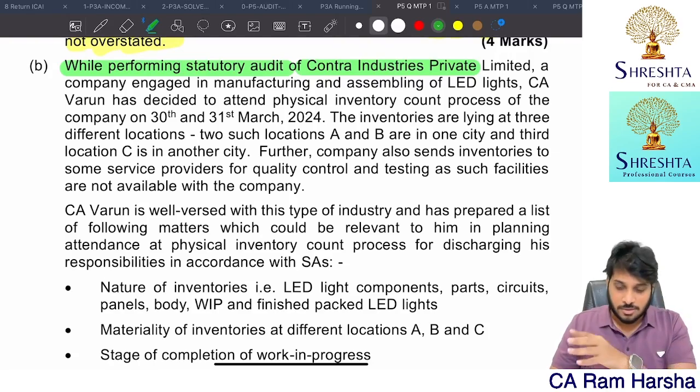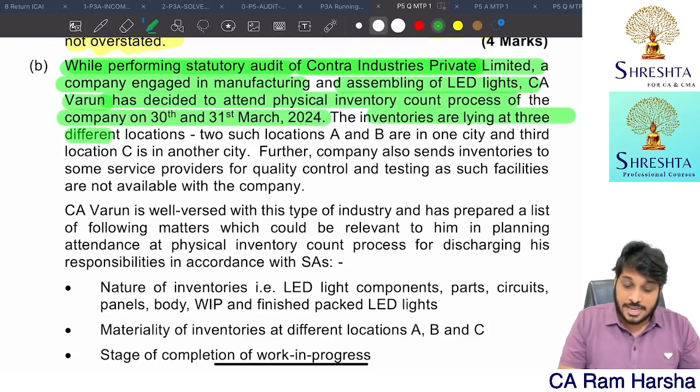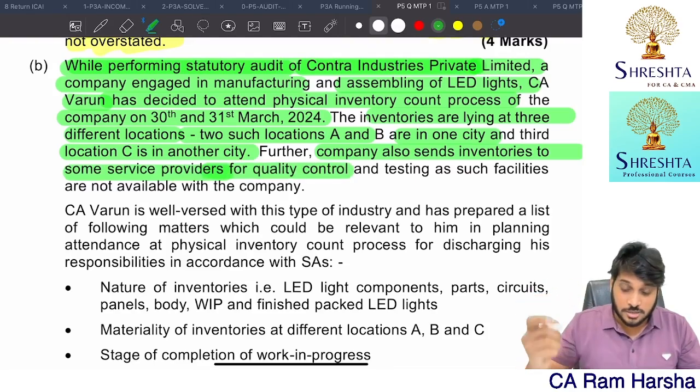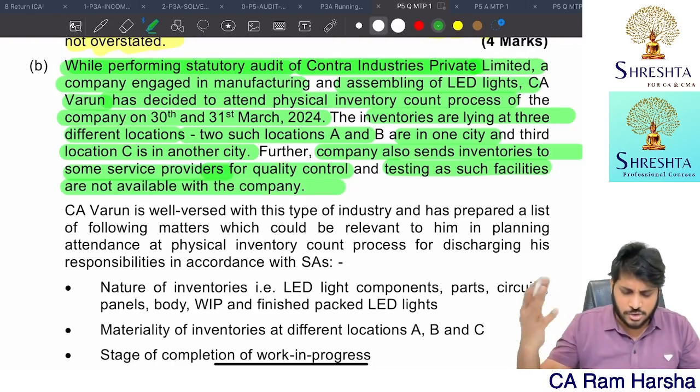While performing the statutory audit of Contra Industries Private Limited, a company engaged in manufacturing and assembling of LED lights, CA Varun has decided to attend the physical inventory count process of the company on 30th and 31st March 2024. The inventories are lying at 3 different locations. Two, A and B, are in one city and the third one is in another city. Further, the company also sends inventories to some service provider for testing and quality control, so inventories are with a third party also.